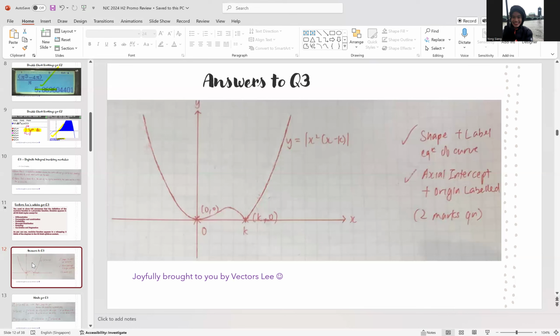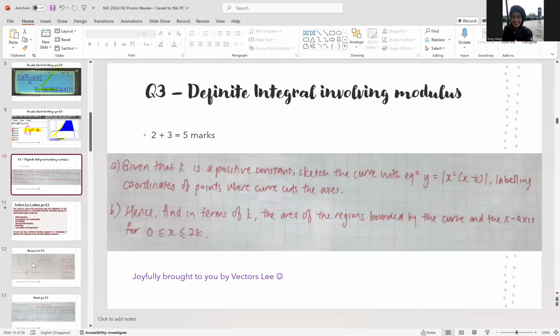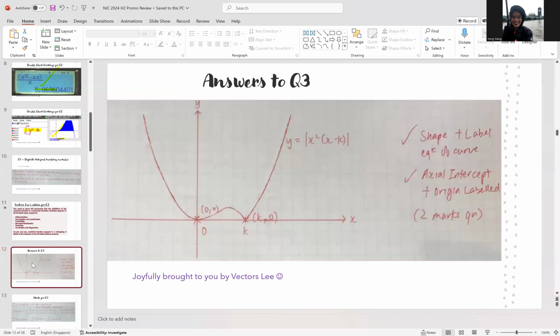Then, of course, please remember to sketch and label the equation of the curve. But in this case, the question only asks for the coordinates of the points where the curve cuts the axes, which means, in other words, they are asking for the axial intercepts. The moment you have clearly labeled the axial intercepts, you are going to get your first mark.